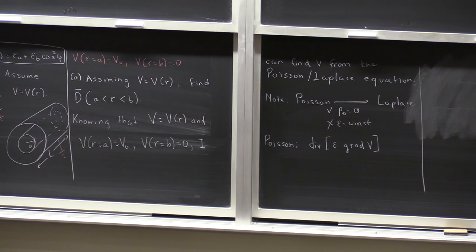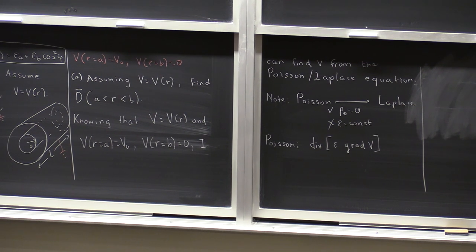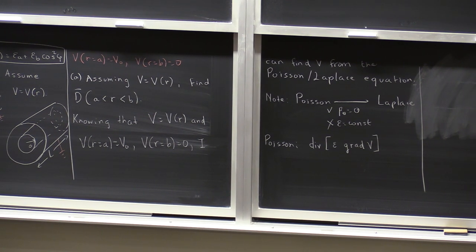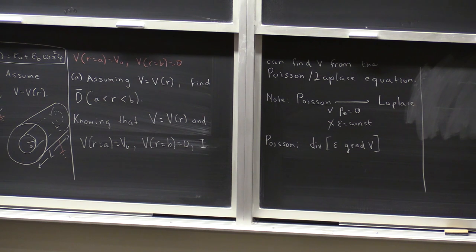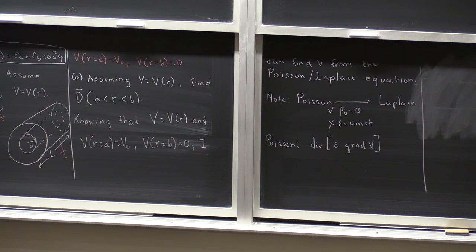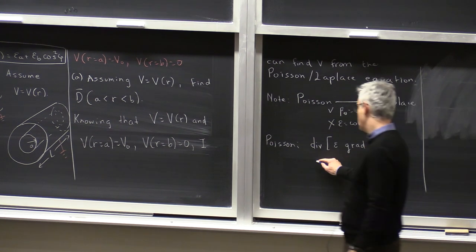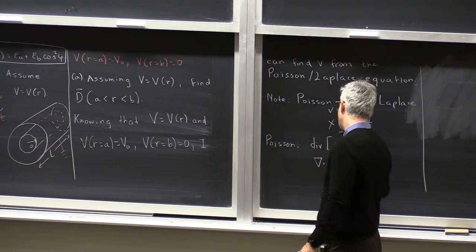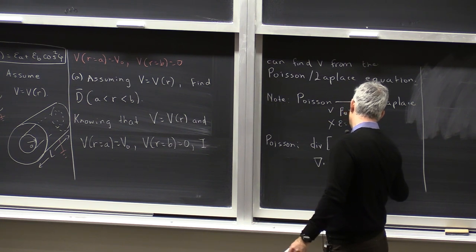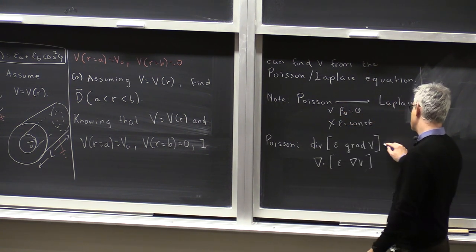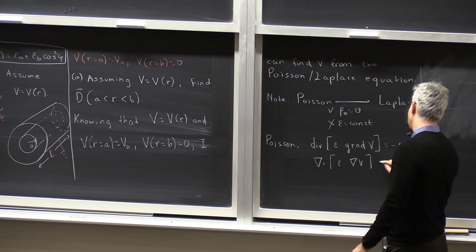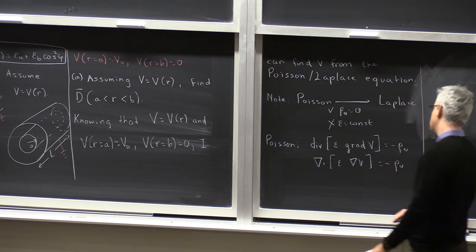Just to clarify, the divergence is applied to a vector and gives you a scalar. The gradient is applied to a scalar and gives you a vector. So therefore, it should be obvious which one is which. If you apply your operator to a scalar function, like here, it has to be a gradient. If you apply it to a vector, it has to be the divergence. But in any case, the Poisson equation is this one.